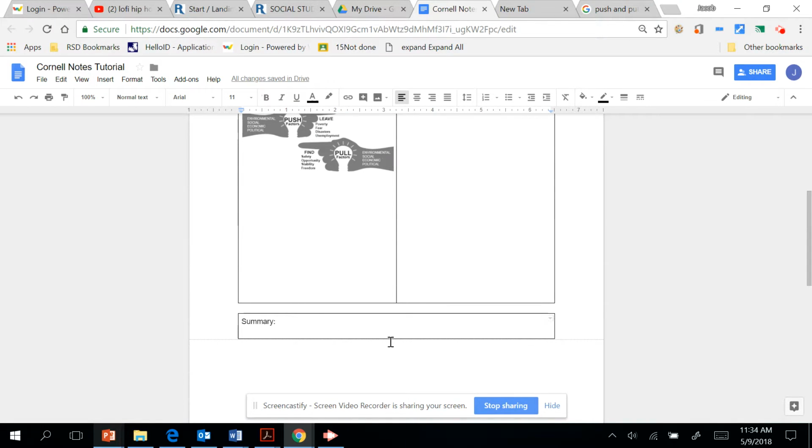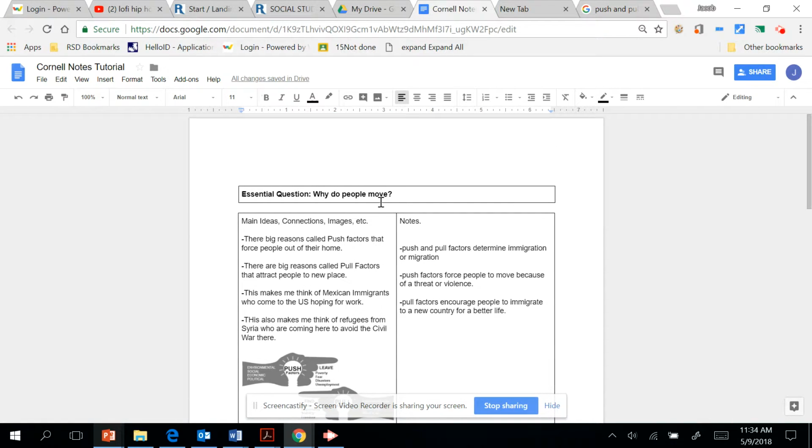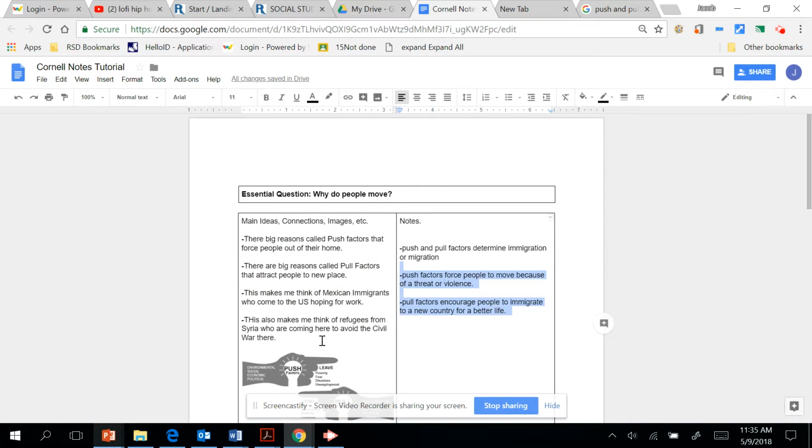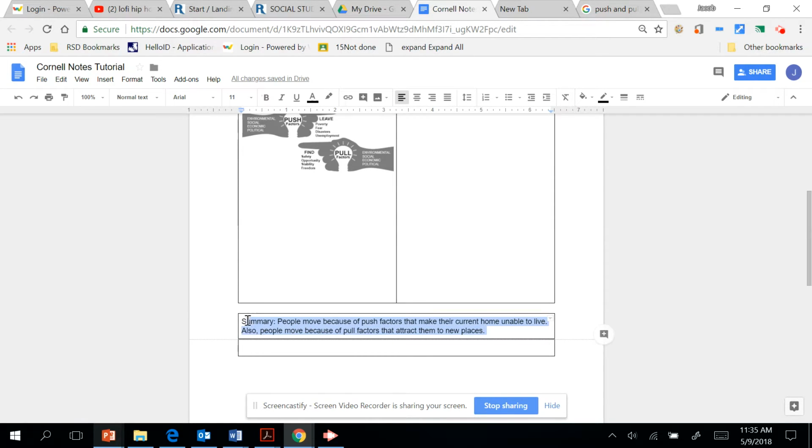Now I'm going to go down to the summary statement where I'm going to answer the question of why people move. I'm going to answer the question as closely as I can. So people move because of push factors that make their current home unable to live in. Also, people move because of pull factors that attract them to new places. Now I'm done, right? I've had an opportunity to take notes. I've thought about my notes by making some main idea connections, and then I've summarized or reflected on it by writing a summary statement.